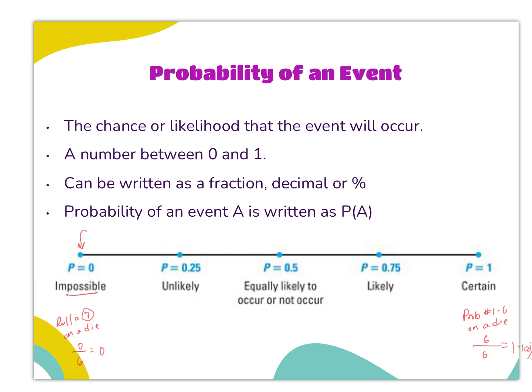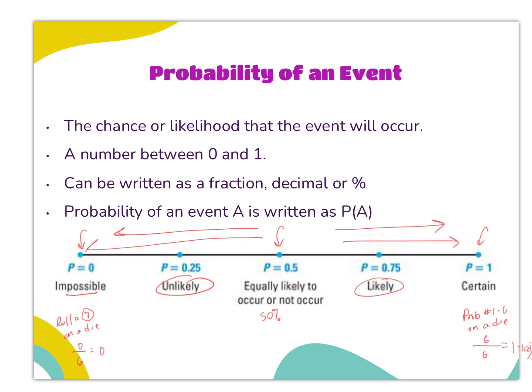Everything else falls in the middle. Okay, so something that has a 0.5 or a 50% probability is equally likely or unlikely to happen. Anything on the left side of this is unlikely. Anything to the right side is likely. And obviously, the closer you get to 1, the more likely it is. The closer you get to 0, the less likely or the more unlikely something is. Oh, and also, if you want to write the probability of an event A occurring, you just say the probability of A in parentheses.